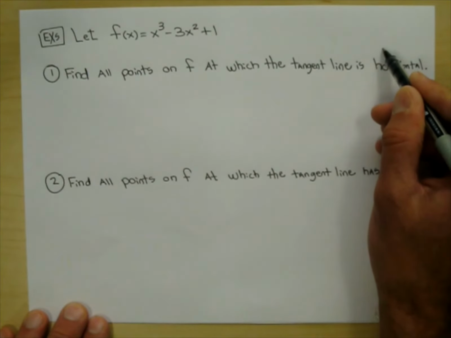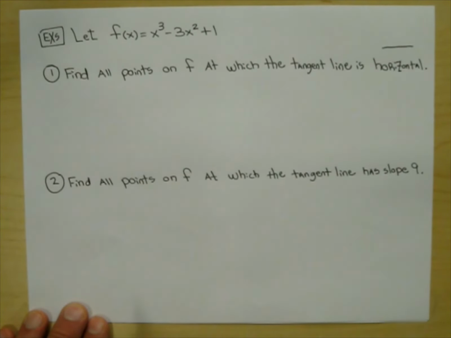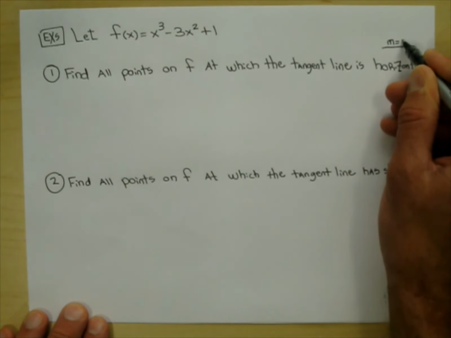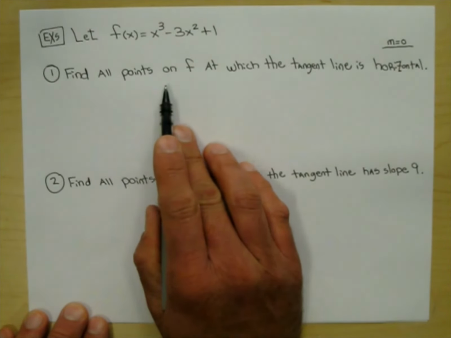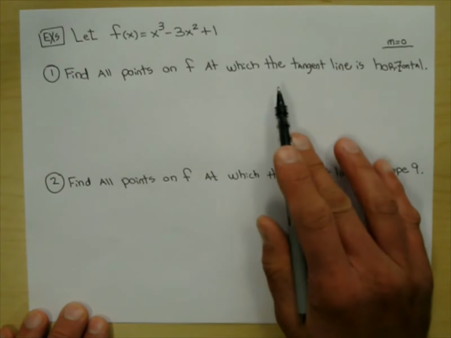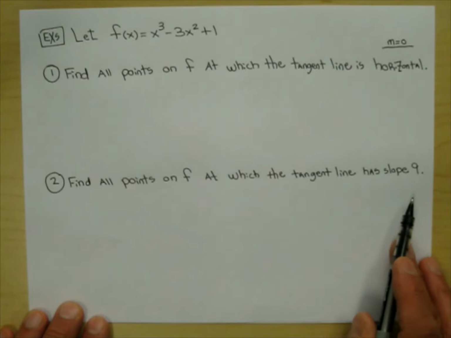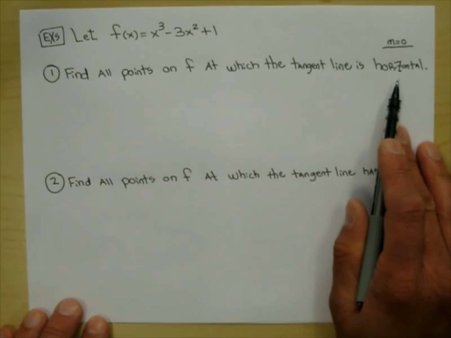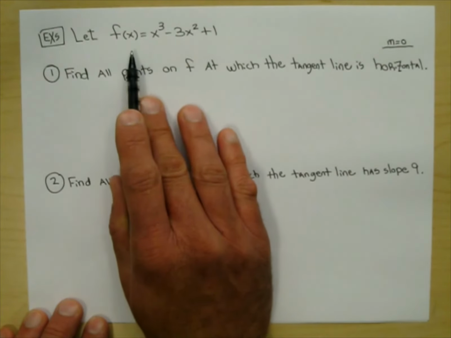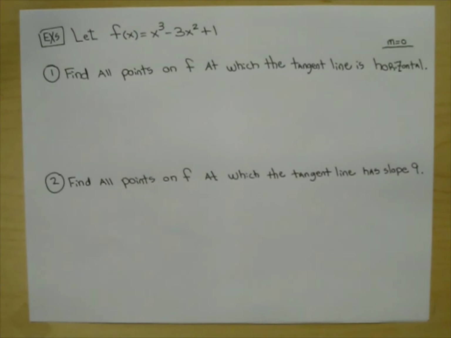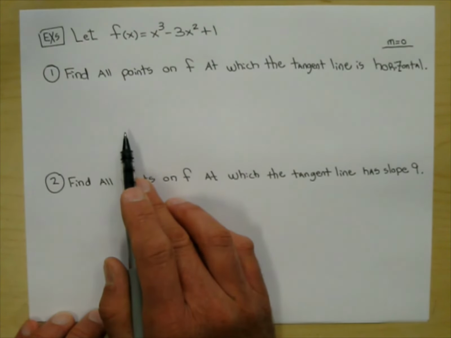So remember, horizontal looks like this. And tangent line is horizontal, which means the slope is 0. So find all points on f at which the tangent line has slope 0. And then this one's going to say tangent line has slope 9. So let's go ahead and do this one first. Well, if they're talking about the slope of the tangent line, what we absolutely need on this problem is the derivative. So what is the derivative of that polynomial? This may be a good opportunity for you to pause the video and, on a piece of scratch paper, see if you can crank out problem number 1.